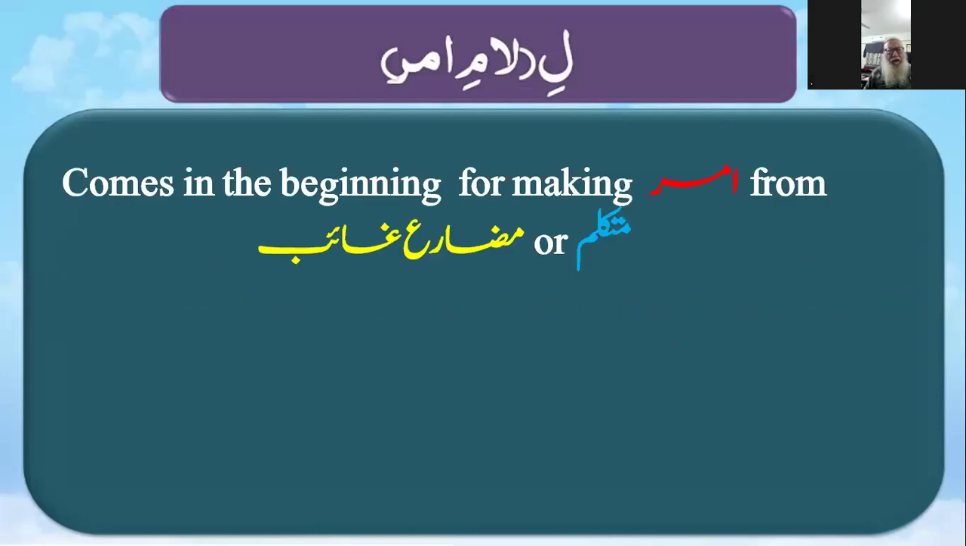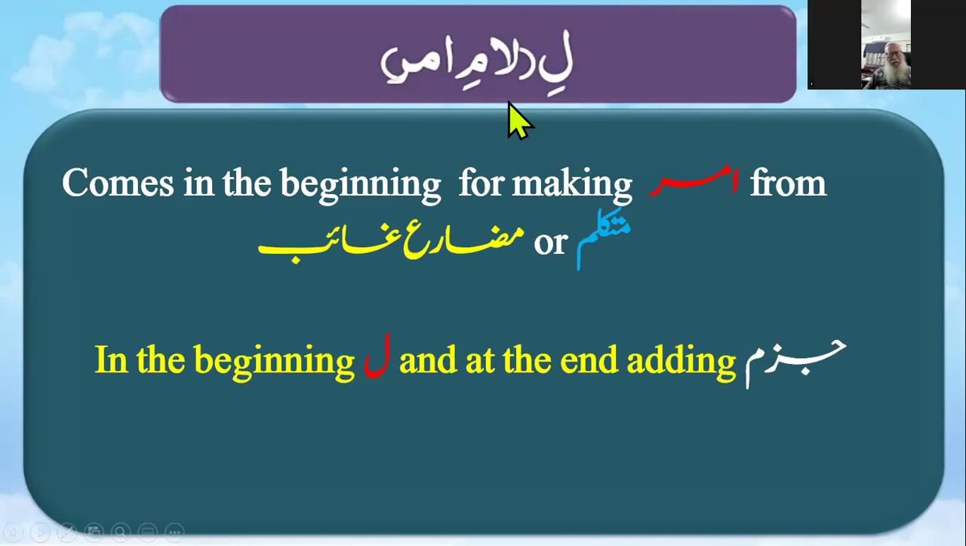The next one is lame amr. Li comes in the beginning for making the amr from mudari, ghaib or mutkallim. We saw till now that amr is for the second person, If'al, la taf'al. We didn't say anything for the ghaib and the self. We order the second person. What about the third and fourth person? We can't order, but we can wish. So for that we use the lame amr.